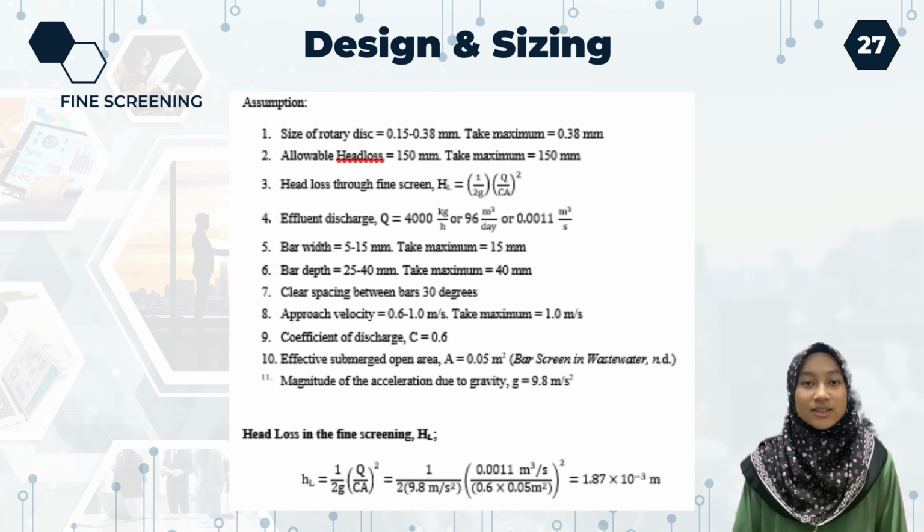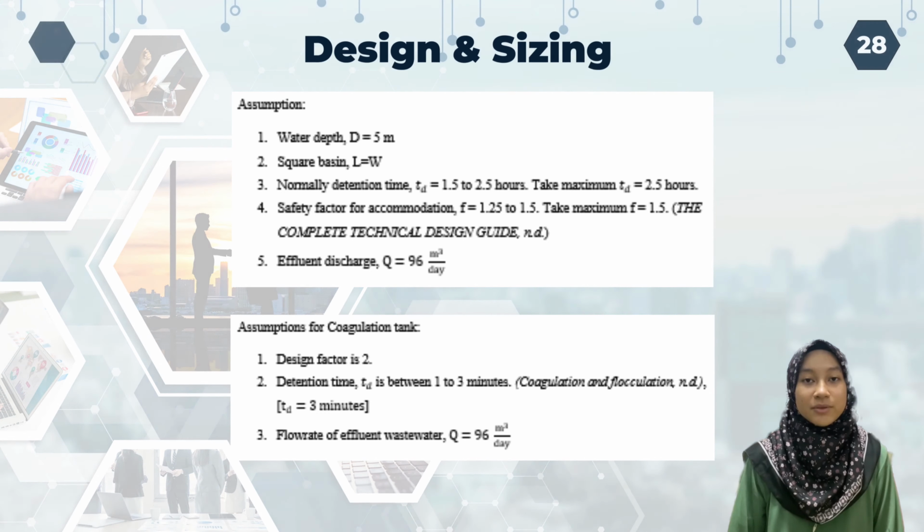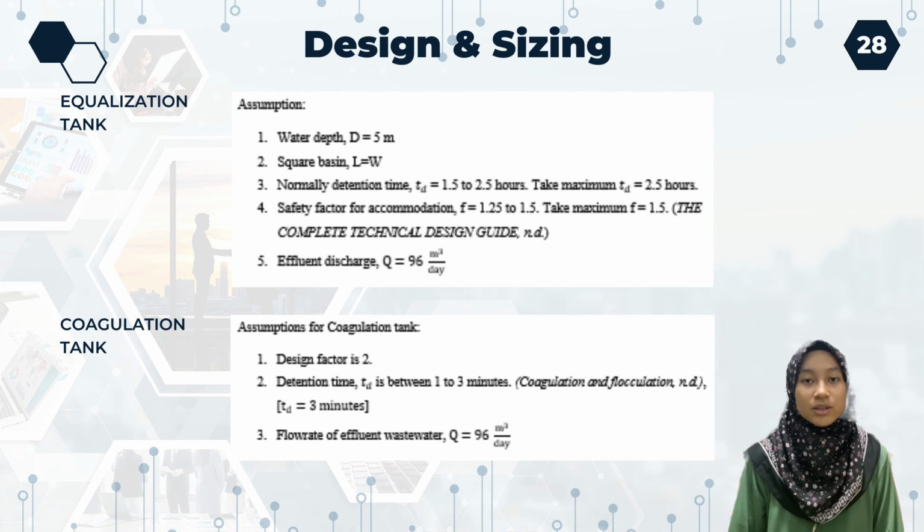For the design and sizing of the equipment, a few assumptions have been made. For fine screening, we assumed that the effluent discharge is 4,000 kilograms per hour, which is 96 meter cube per day. The bar width, bar depth, and clear spacing between bars are 15 mm, 40 mm, and 30 degrees respectively. Next, moving on to the equalization tank and coagulation tank, the water depth is assumed to be 5 meter. With a square design, the length and width will be equal to each other.